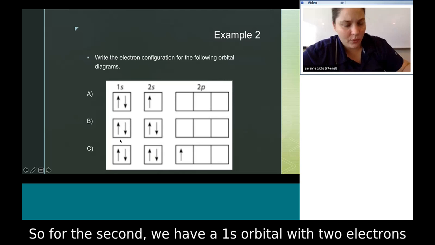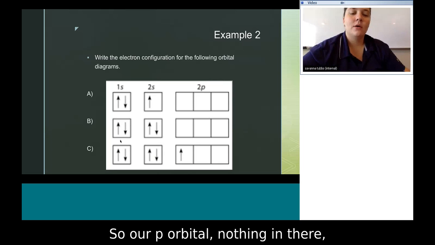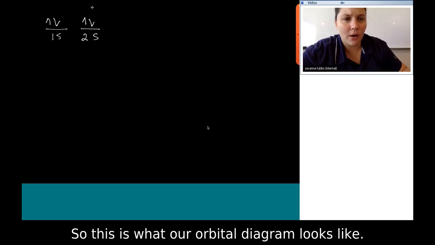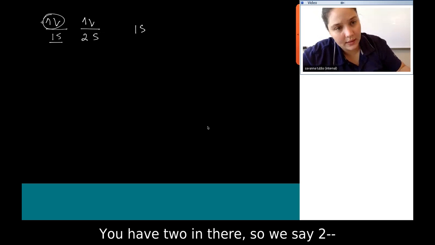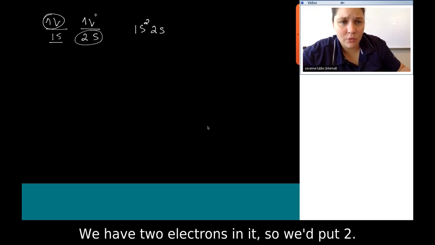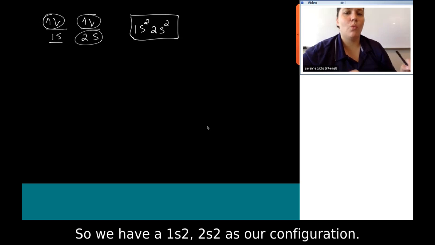So for the second, we have a 1s orbital with 2 electrons, and we have a 2s orbital with 2 electrons. Our p orbital, nothing in there, so we don't worry about it. So this is what our orbital diagram looks like. So we say 1s, we have 2 in there, so we say 2. We have a 2s, so we say 2s. We have 2 electrons in it, so we put 2. And that's the end of our orbital diagram, so that's the end of our electron configuration. So we have a 1s2, 2s2 as our configuration.